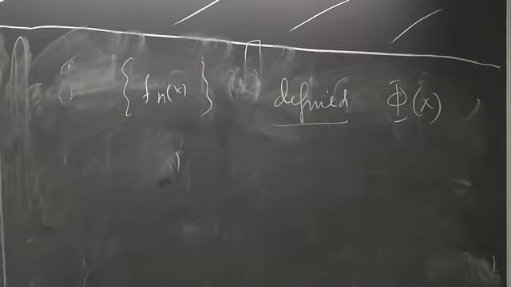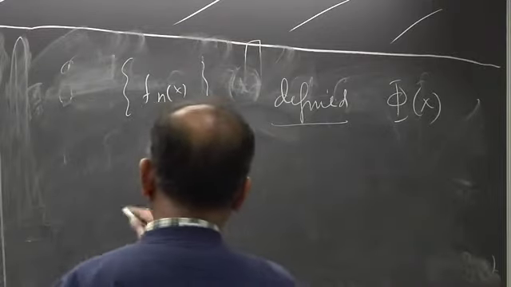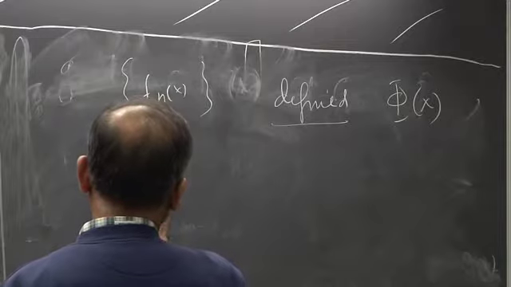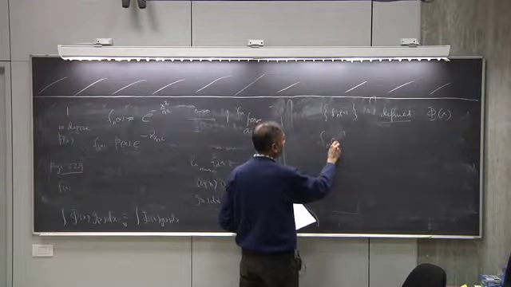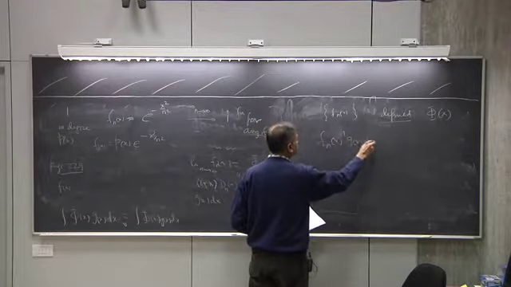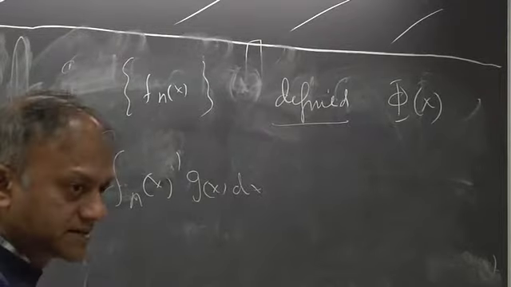But in general, phi of x cannot be thought of as a function, right? As we already agreed, like the Dirac delta function, you cannot think of it as a function, because at x equal to 0, it's not well defined. However, at x not equal to 0, there's no problem. The delta function is in fact 0, right? So what is the meaning of that? Remember, the way it is defined here is that if you take the integral of f_n(x) g(x) dx, this limit exists. That is the statement.